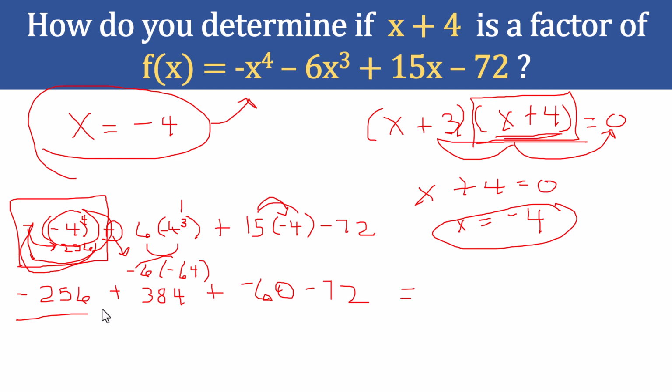So let's add those up together. All right, so I've got negative 256 plus 384 minus 60 minus 72 is equal to, I got negative 4, but I didn't get 0. So check my work. If you don't get 0, this is not a factor. If you do get 0, then it is a factor.